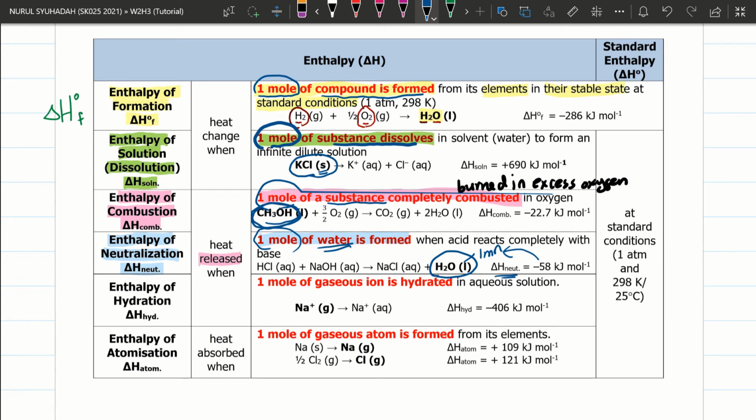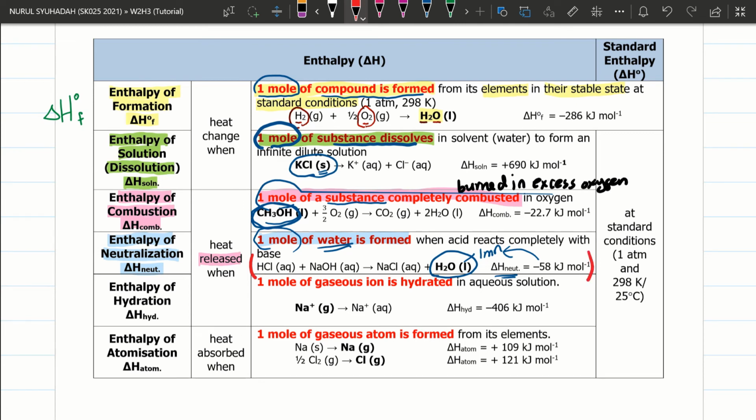And you must have a balanced equation here between acid and base. The definition must say when acid reacts completely with base. Meaning when the question asks for the definition, you must give everything that you see here: enthalpy of neutralization, heat released when 1 mole of water is formed when acid reacts completely with base. And when the question asks you to write down the thermochemical equation, please bear in mind it is the complete balanced equation with the delta H.